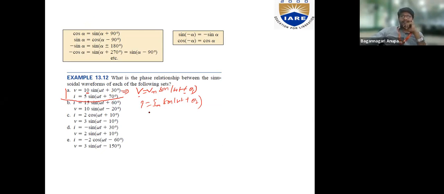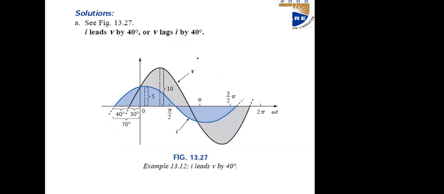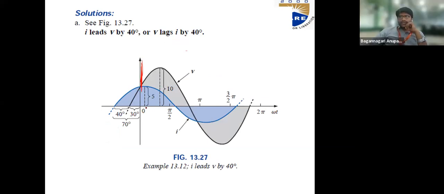Then what is the reference which we are taking? How do you draw that? It is just like this. If this is considered as the reference, the voltage waveform starts 30 degrees before that, whereas the current waveform starts 70 degrees before that. We are taking this vertical y-axis as the reference.